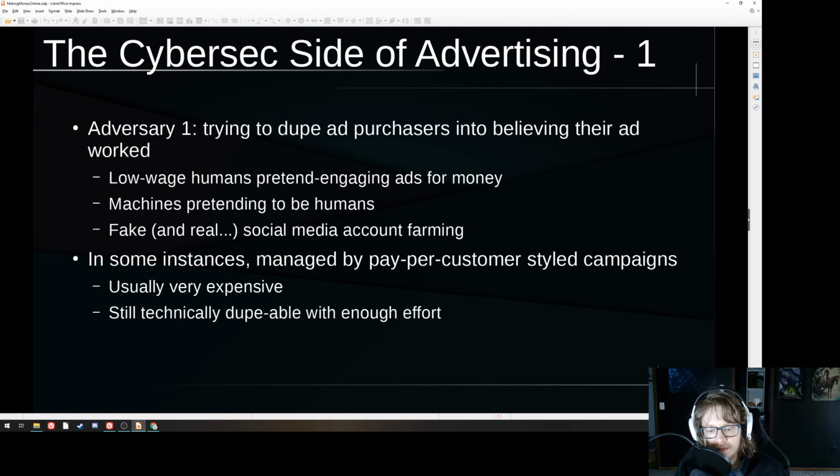So how do you do that? Well, you can pay people in the third world who make very little money, $1 an hour, in order to actually engage ads for money. That's not the best market, but there was certainly a category of business that did that. They paid real human beings to pretend engage ads for money. Then there are machines that do this by pretending to be human.